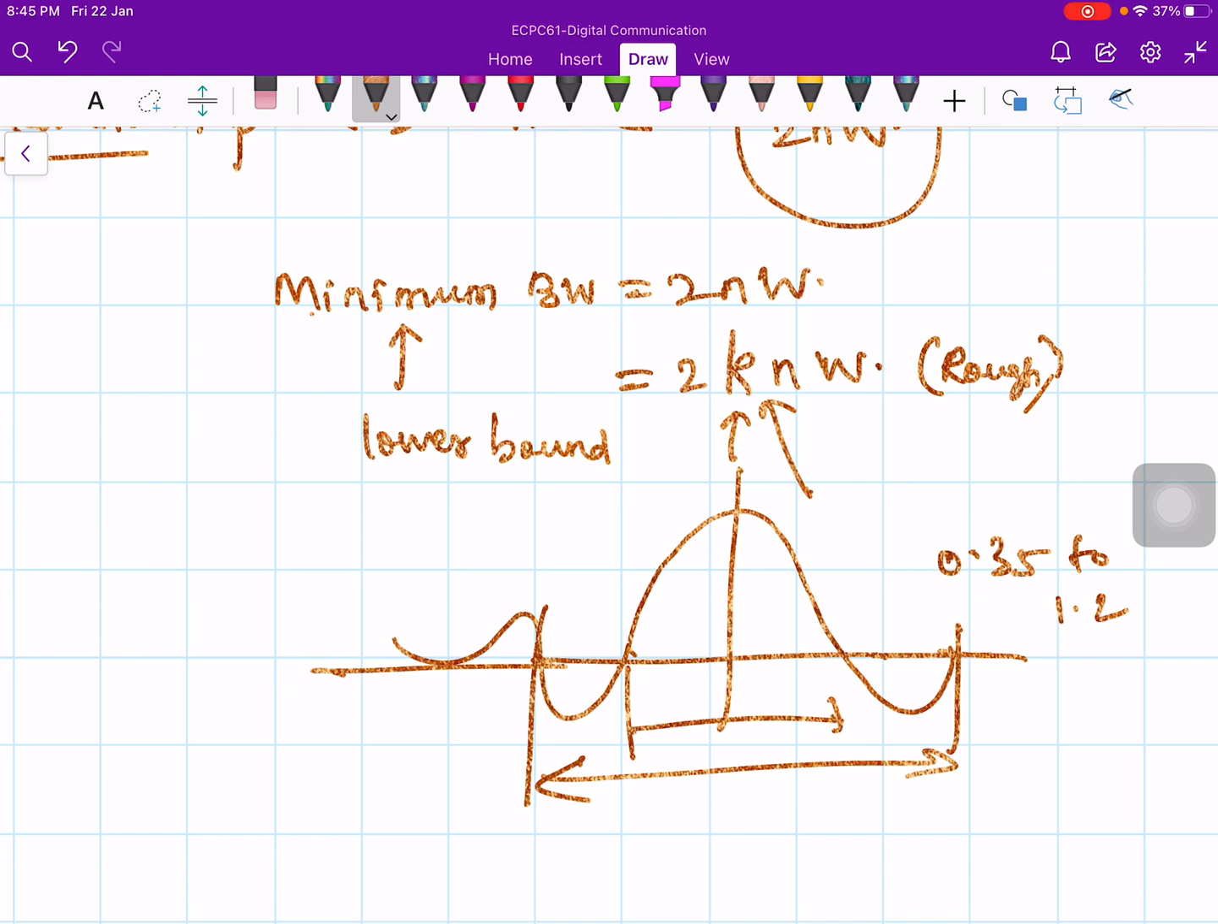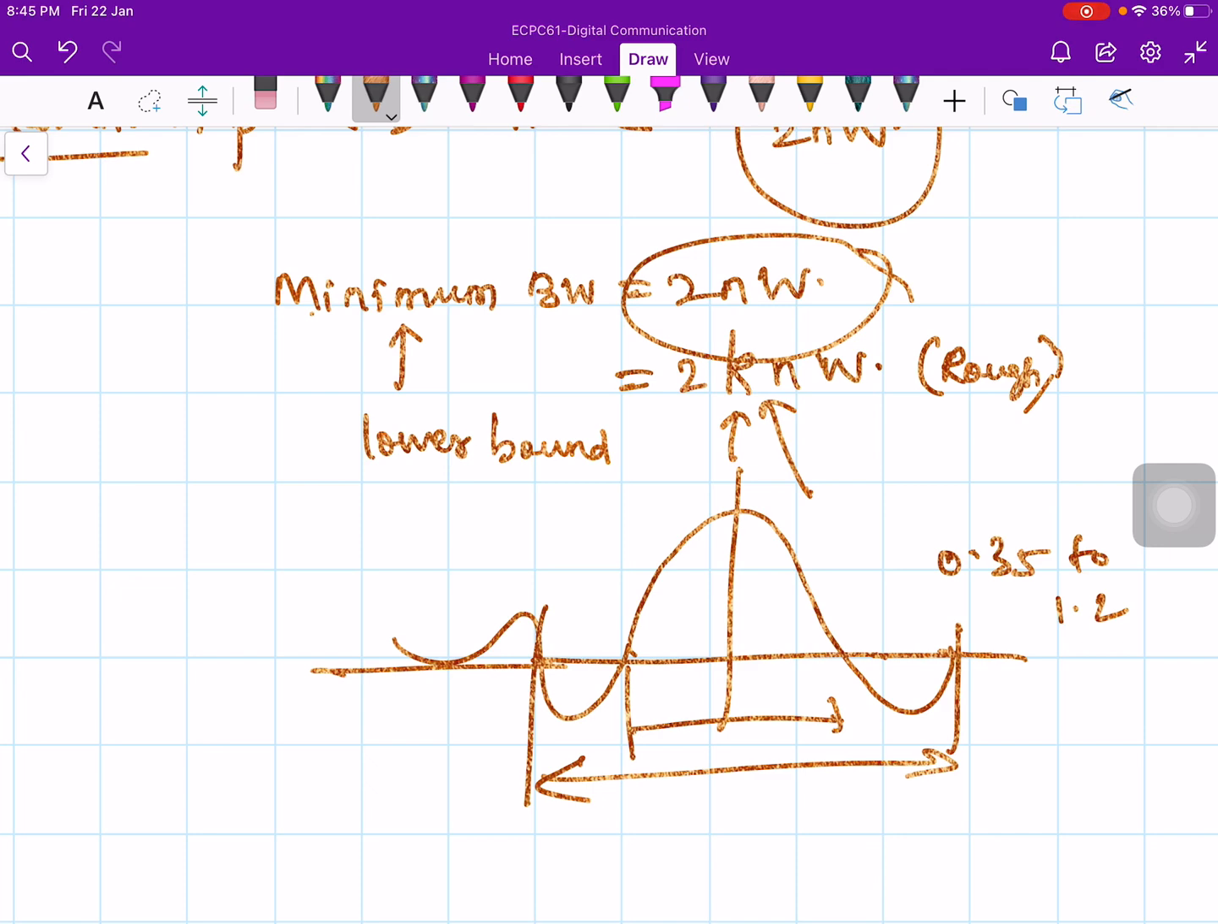So as I said, this is the lower bound. If your pulse width happens to be less than 1 over 2nW, which you can use if you wish, you will end up using more bandwidth. But you can't use bandwidth less than this 2nW. So this is some kind of lower bound on bandwidth that the PCM system must be associated with. Okay, so it is a lower bound.